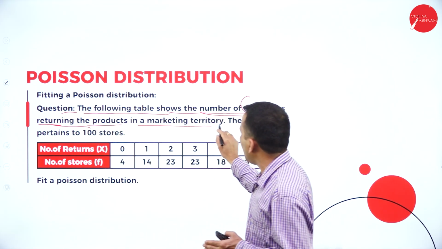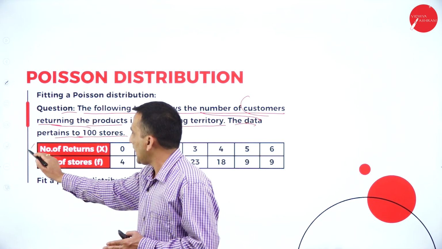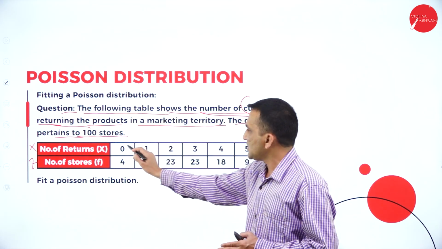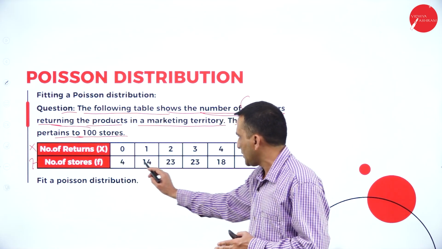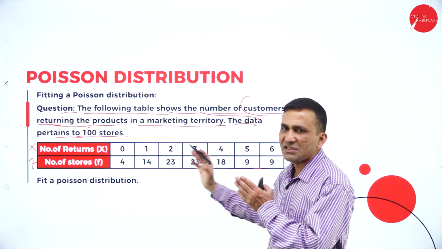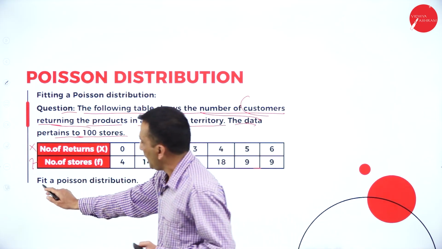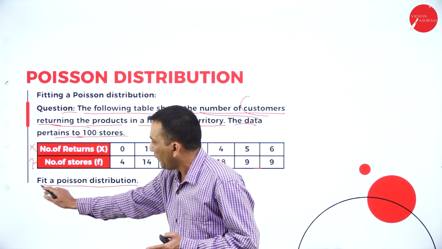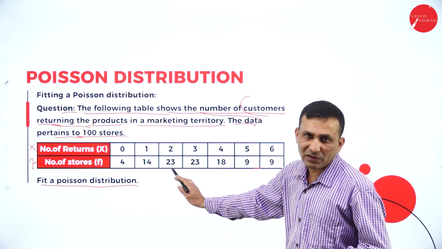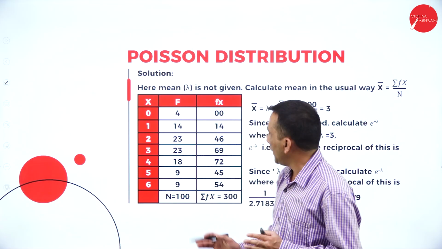Customers returning the product in their marketing territory, the data pertains to 100 stores. Here the x value is given, and the frequency is given. The x value is nothing but 0 to 6, which is a Poisson variate. The x value is the observation value, and the observation frequency is given in the question. Using the given information, we need to fit the Poisson distribution. Sometimes they will specify to fit a suitable distribution, because seeing the example we can decide it is a Poisson distribution. Whatever the information, we need to construct the table.